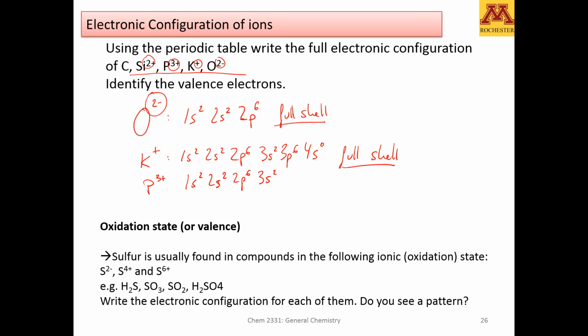One day we'll be able to calculate something called the oxidation state, that is the charge of that specific element in a molecule, and you will see that for sulfur these charges are most common. If you do the electronic configuration of these ions, you will see why these charges are so common. It's because they achieve either a half full shell or a full shell, and that provides a lot of stability.